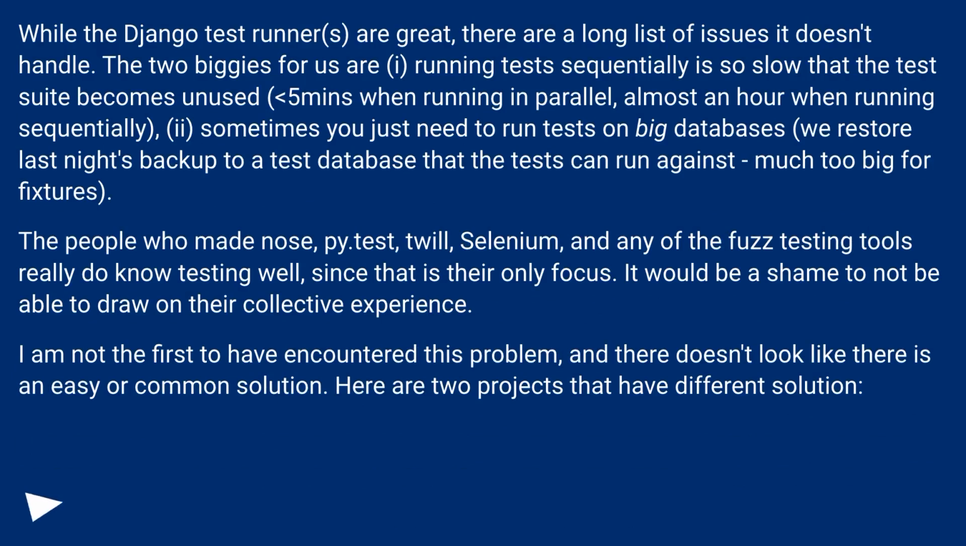While the Django test runners are great, there are a long list of issues it doesn't handle. The two biggies for us are: 1. Running tests sequentially is so slow that the test suite becomes unused, 5 minutes when running in parallel, almost an hour when running sequentially. 2. Sometimes you just need to run tests on big databases. We restore last night's backup to a test database that the tests can run against, much too big for fixtures.